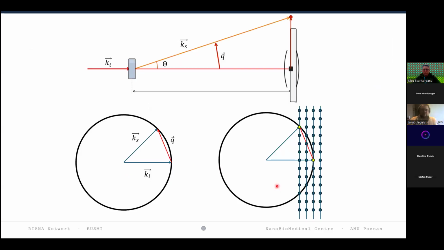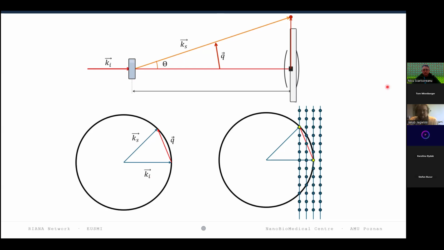So now let me shortly introduce the central quantity in any scattering experiment: the scattering vector Q. When the X-ray scatters off the sample, there is a momentum transfer, and the scattering vector captures this. So we can see that the Q vector is the scattered vector minus the incident vector. So this is the difference.